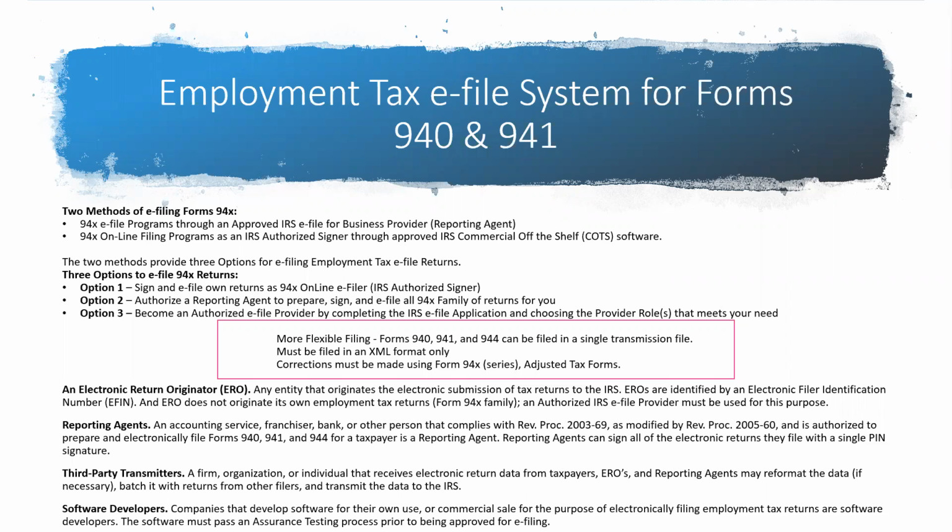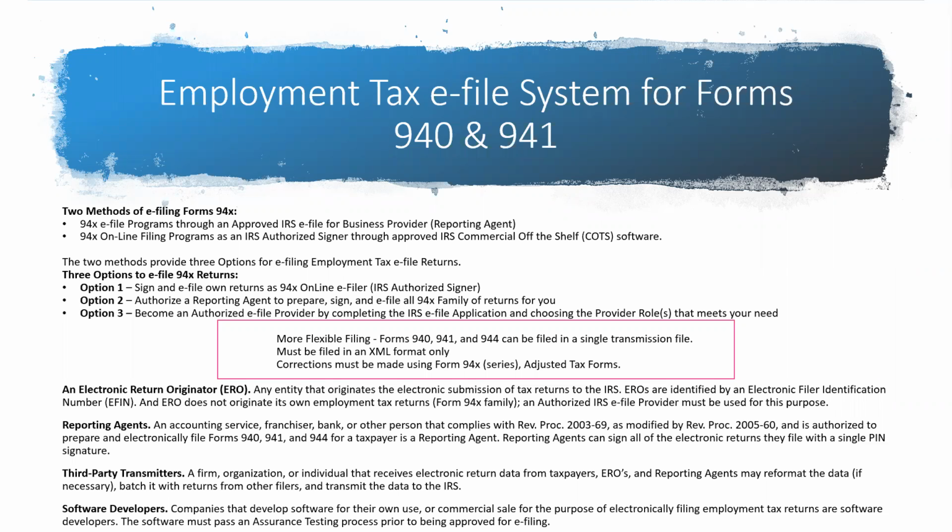You can also do what they call online filing programs, and you have to have an IRS authorized signer through an approved IRS commercial off-the-shelf software. So if you're doing that, it does have to be approved by the IRS. So make sure that if you're using that, you do have an approved provider for your software to be able to do that. You can also mail the returns.